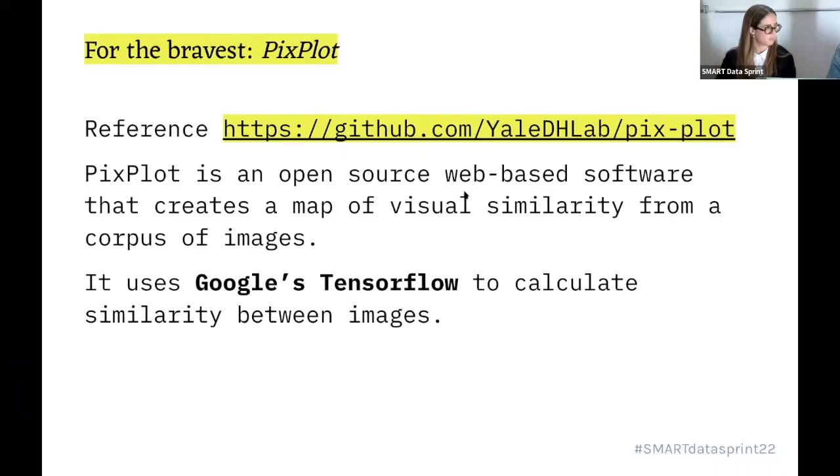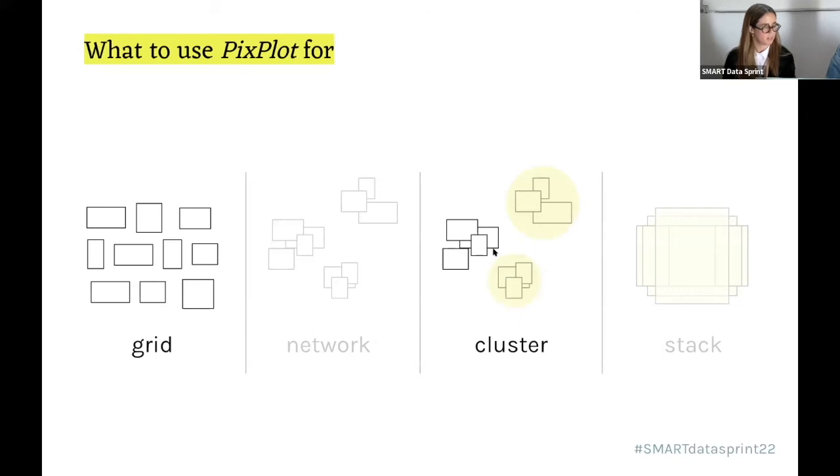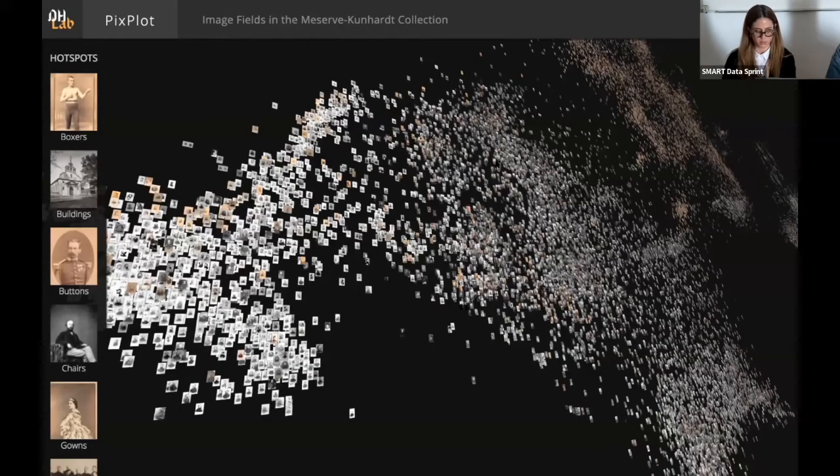Okay, the first tool we are going to use is Pixplot. Pixplot is an open source web-based software that helps you create maps of similarities. It uses Google's TensorFlow to calculate the similarity between images. Pixplot is used to build grids and clusters. And this is the output that you can reach using this tool.